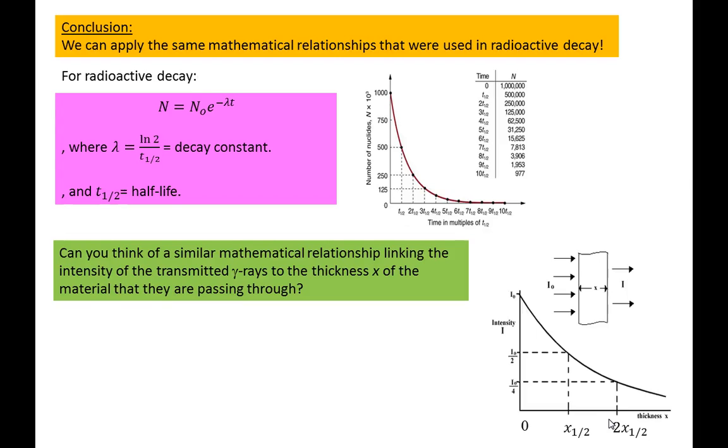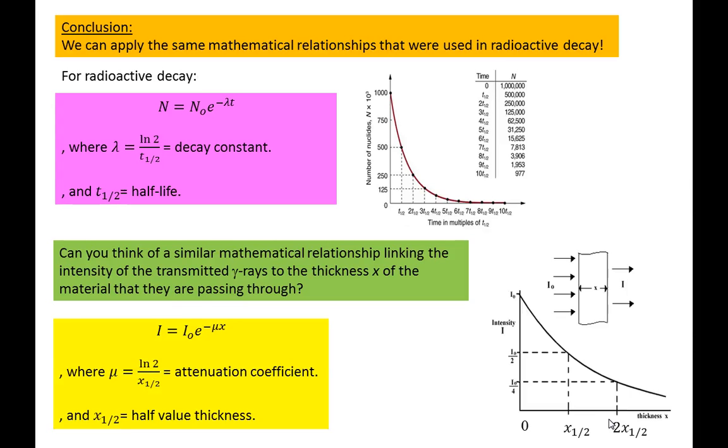Right? What about this equation? Can you modify it so that it suits the current problem? Yeah. Instead of n, we can change it to I. Instead of n naught, we can change it to I naught. Instead of t, we change it to distance x, the distance we pass through. And lambda is of course this constant. Okay? Right.